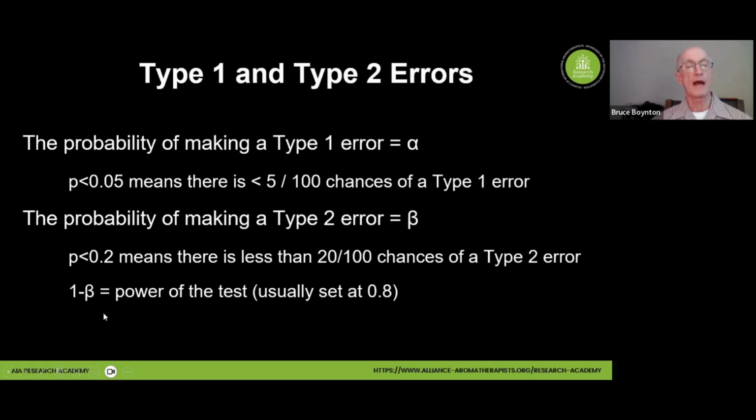Now, if you subtract beta from 1, this is called the power of the test, the power to determine differences. And this beta is usually set at 0.2, so that means 1 minus beta is 0.8, which means there's an 80% chance of detecting a difference if that difference exists.